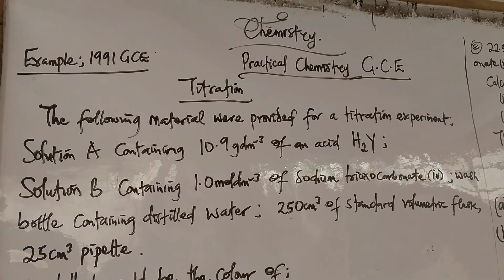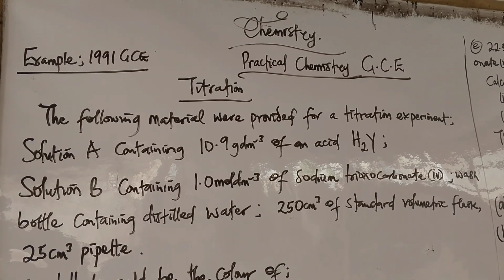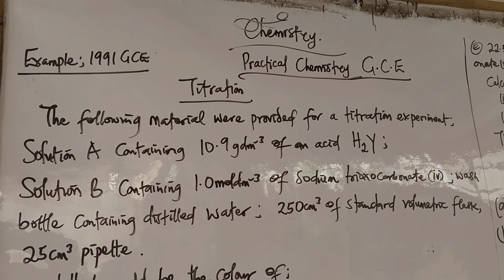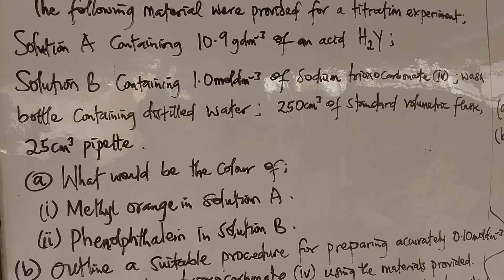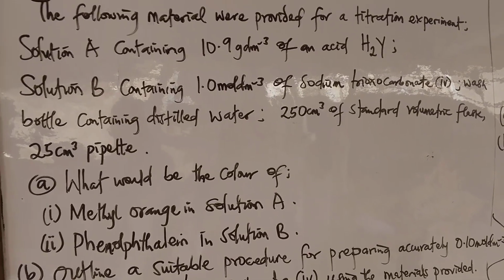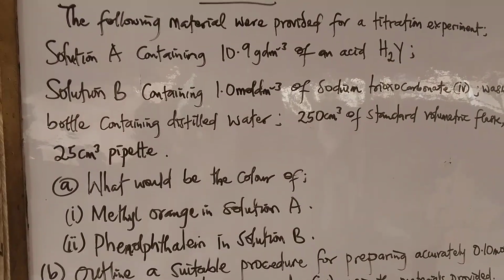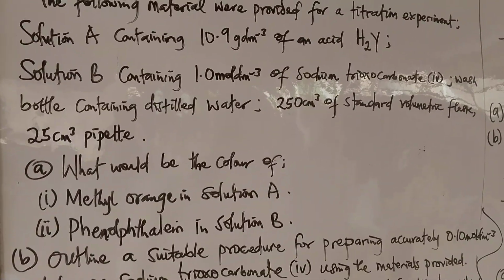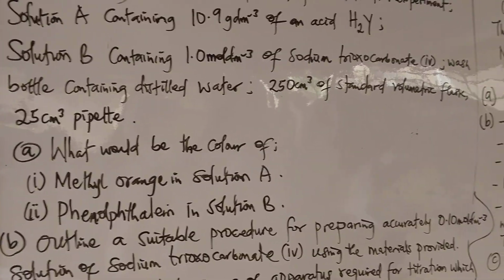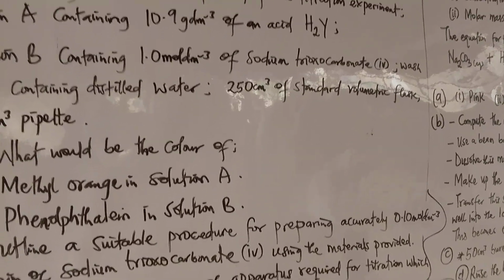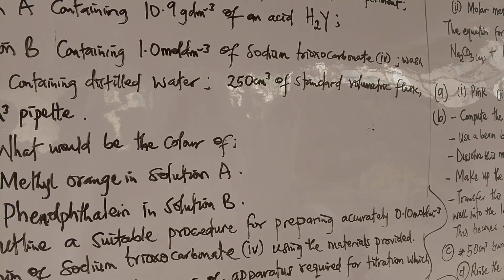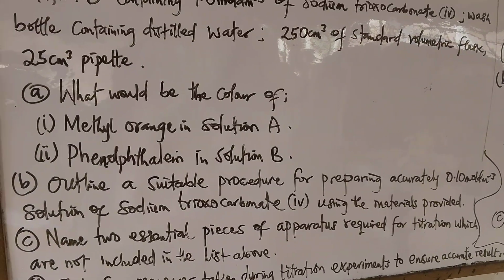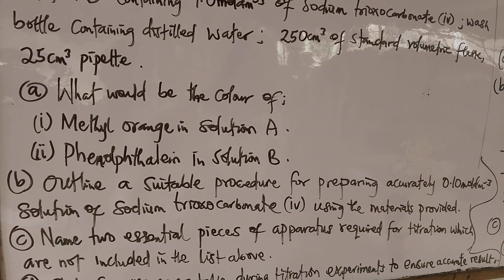Then you are asked what will be the color of, number 1, methyl orange in solution A, and number 2, phenolphthalein in solution B. Then we are asked to outline a suitable procedure for preparing accurately 0.10 mol per dm cube of solution of sodium trioxocarbonate 4 using the materials provided.